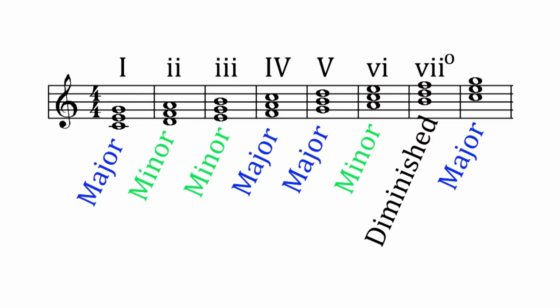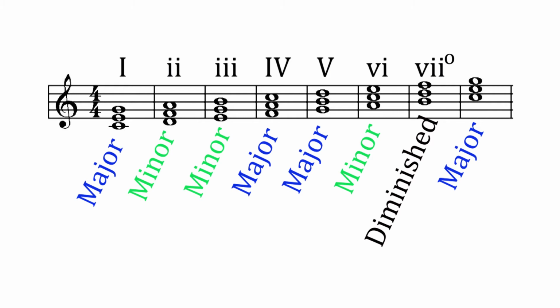So here are all the triads you can create by building them using the notes of the major scale. I have used the C major scale here as an example. The major triads are on the root, the 4th and the 5th degree of the scale. The minor triads are on the 2nd, 3rd and 6th degree of the scale, and a diminished triad is on the 7th degree. We also refer to these triads by Roman numerals. All these triads can be converted into other triads by altering one or more notes.